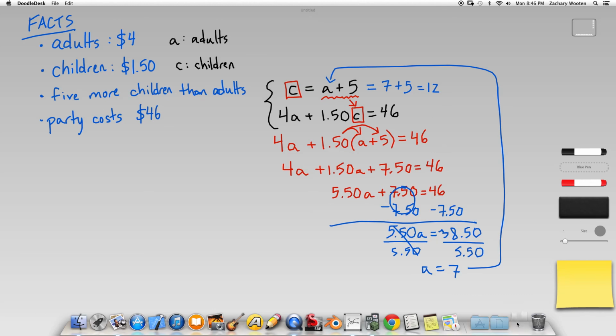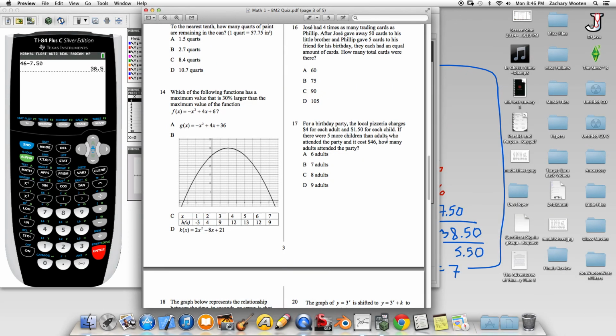So if we look back at the problem, see what it asked again. It asked how many adults attend the party, so our answer is B, 7 adults. And we're done. So hopefully that made sense. This again is another systems of equations problem. Number 16 was as well, so if you need more practice on these, make sure you check these out and then work on the other practice problems that we've been given in class. So hopefully this made sense, and then you can go on to the next.